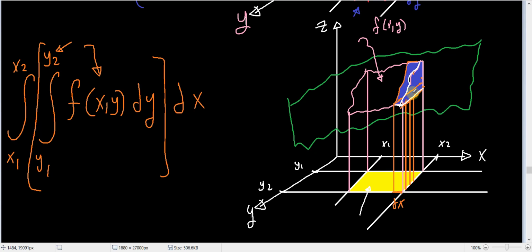And then after that, we add all those volumes together, because we have dx here, another dx here, another dx, and so on. So we add all of those volumes until we get the complete volume under the function. So that's it about the geometric meaning of double integration.